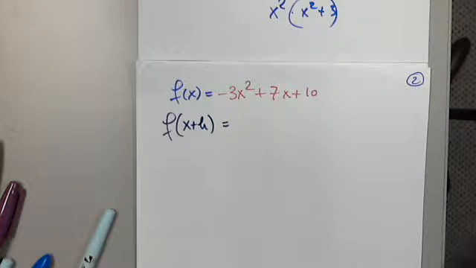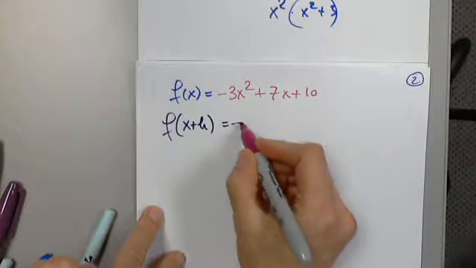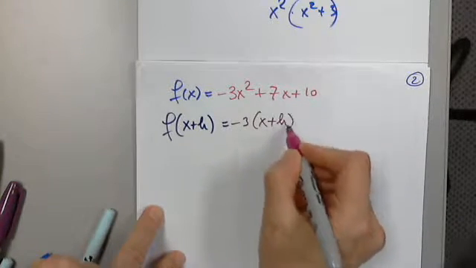Negative 3. Yes, and then? Parentheses. Yes. x plus h, yes, and then close parentheses squared. Very good. Plus... awesome. Plus 7, yes. Parentheses x plus h. Perfect. Close parentheses plus 10. Very good. Awesome.